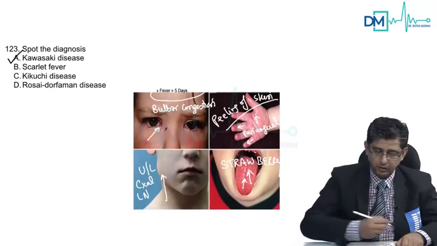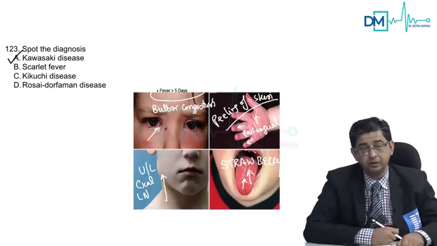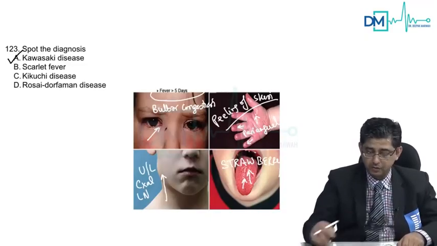Scarlet fever will show a rash which is all over the body, and there would be bilateral lymphadenopathy in scarlet fever. Here there's a unilateral lymphadenopathy, so our diagnosis is pretty straightforward.